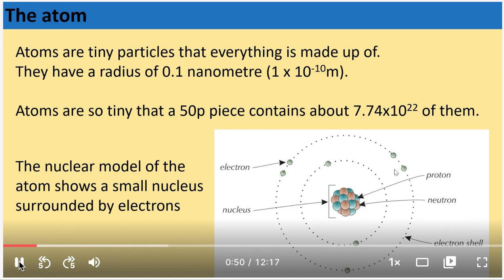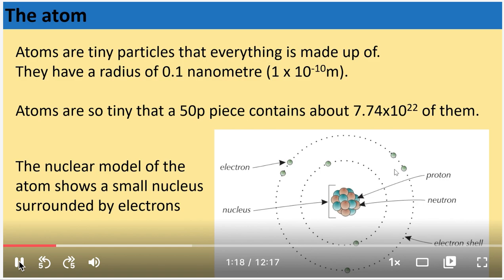Okay, so just to recap, atoms are tiny particles that everything is made up of, and they've got a radius of 0.1 nanometers. Atoms are so tiny that a 50p contains about 7.74 times 10 to the 22 of them. So that's 774 followed by 20 zeros after it. That's how many atoms would fit in a 50p.